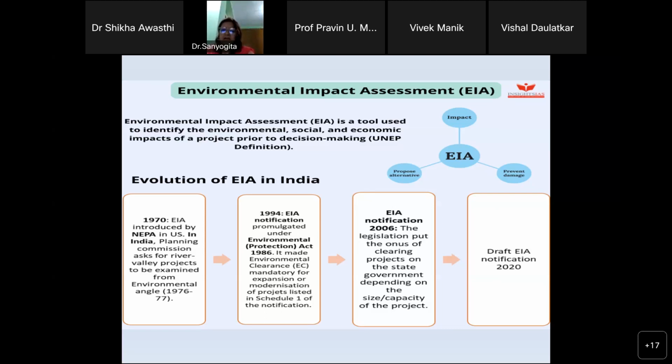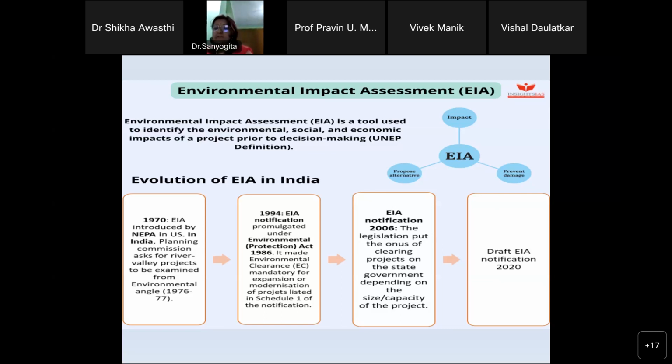It is regulated under the Act of the EPA in 1986, and here the environmental clearance has been mandatory for the expansion or the modernization of the projects. अलग-अलग projects होते हैं जो large projects रहते हैं, for that the environmental clearance has become a mandatory process.